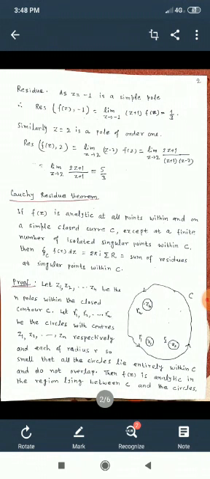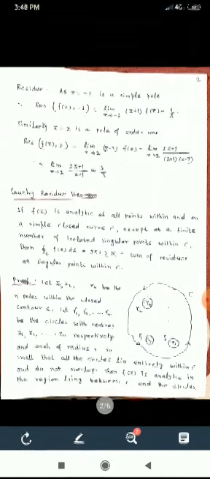So this is a very important theorem. We cannot solve the integral directly, but we find the residues inside the curve C, add them, and multiply by 2 pi i. So we can directly find the value of the integral with the help of residues. So the proof of this theorem is as follows.